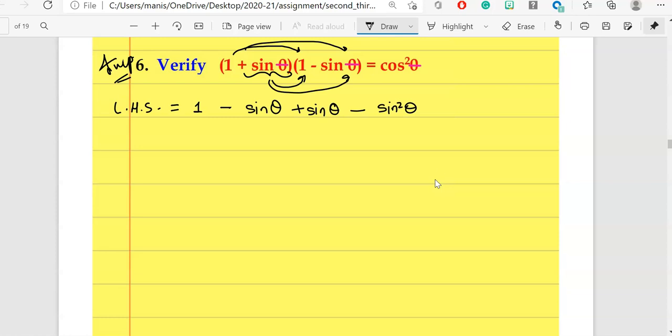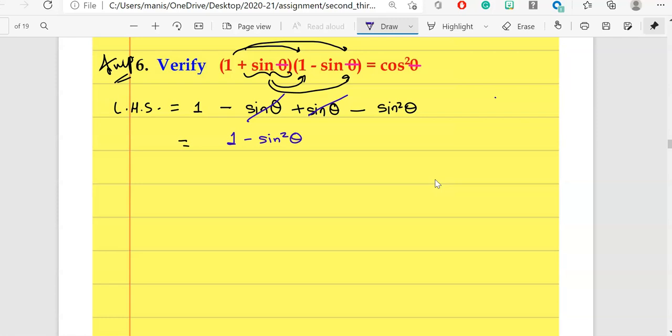I'm sorry, I was supposed to write left hand side is equal. Do not take the right hand side because it's already only one term, but the left side has 4 terms, so we should use this. Can we do something? Yes, I can cancel these two, so I'm left with 1 minus sine square theta.